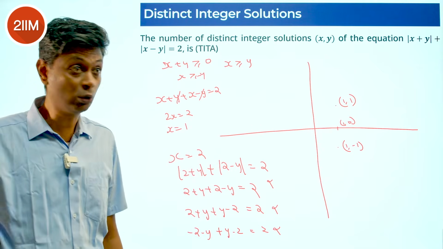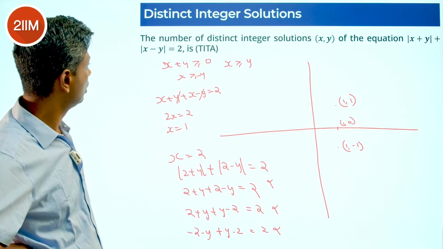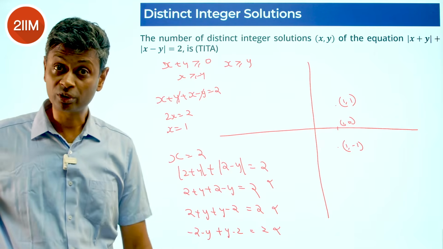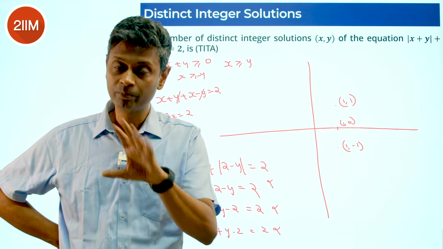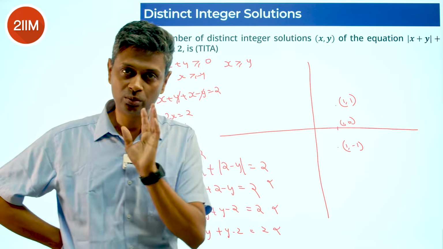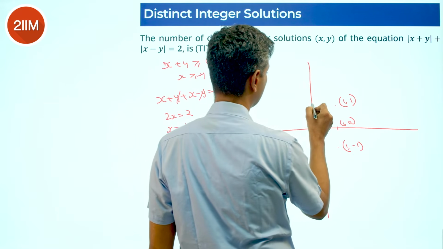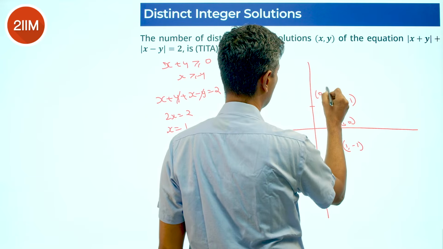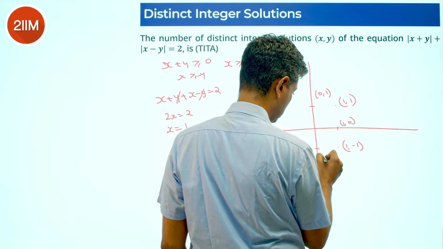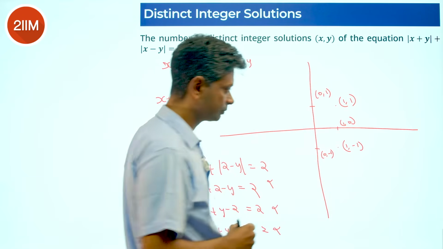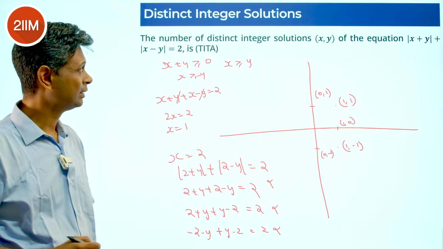X equal to 0. If you put x equal to 0, mod y plus mod minus y is 2. Mod minus y is mod y. 2 times mod y is 2. Mod y is 1. I put x equal to 0, I have 0 comma 1, 0 comma minus 1. Nice.